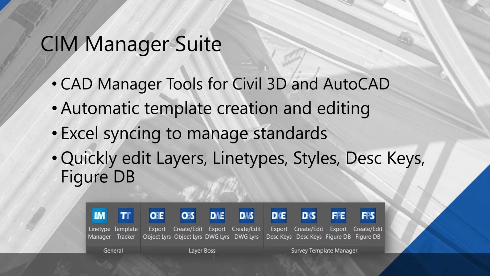One of the ways we're doing this is by syncing these different standards or table interfaces through Excel. The types of things I'm talking about are layers, line types, styles, description keys, figure prefix databases, a lot of the different areas across Civil 3D where there really isn't an easy way to do it natively, or maybe there is a tool there, but it's just rather slow and clumsy. So our aim is to provide you tools to create better content, create it faster, so that your users can be more productive.